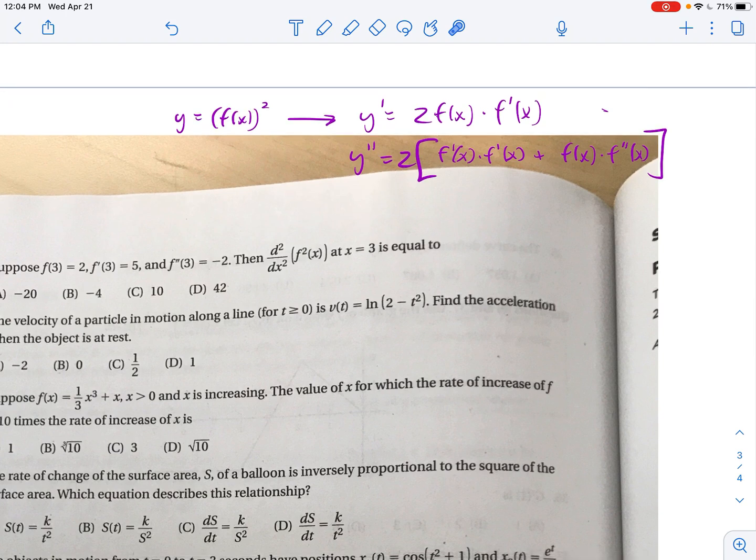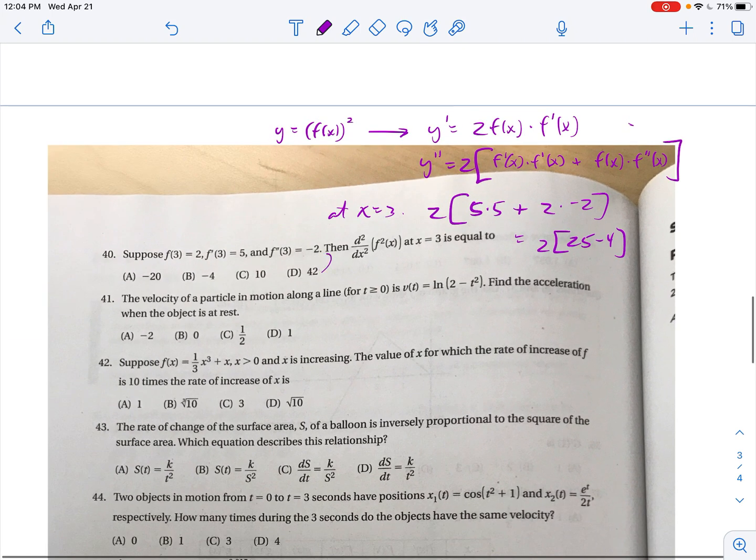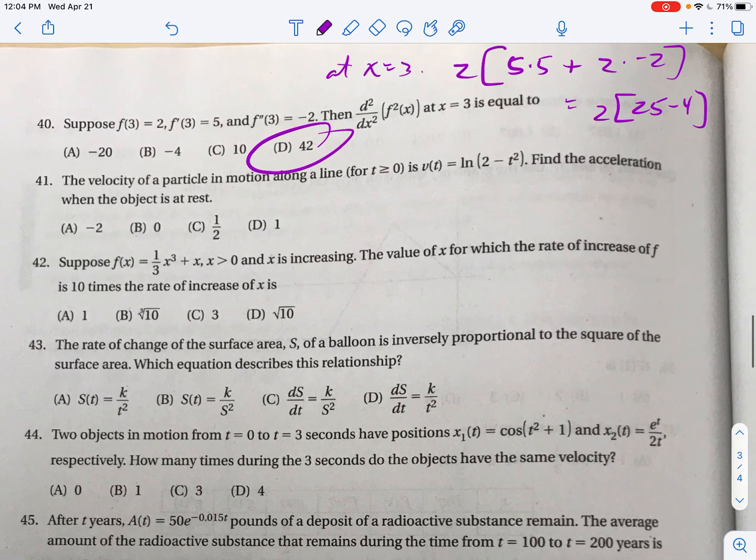So if I plug in x equals 3, I have 2 times, well, f prime of 3 is 5, so I have 5 times 5. F of 3 is 2, f double prime is negative 2. So this looks like 2 times 25 minus 4. So that's 2 times 21, which is 42, which is D. Right, the answer is 42.